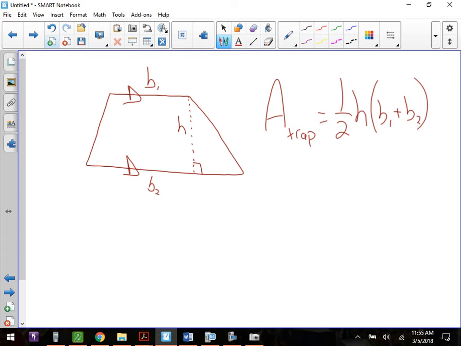Sometimes people take the trapezoid and they draw it and create two triangles and a rectangle in between. If you want to do it that way, that's fine. It's a little bit more work, but it does work. And you go from there. But yeah, there's your area of a trapezoid.